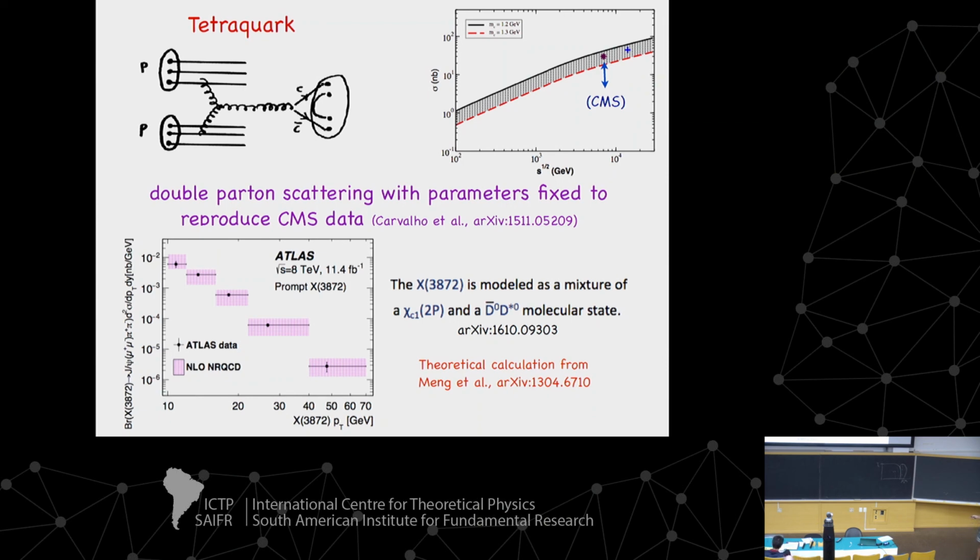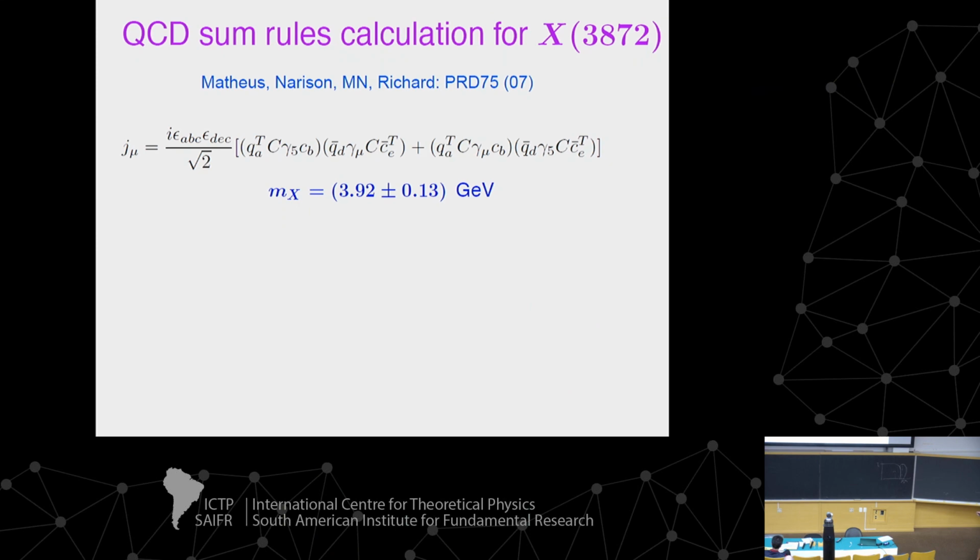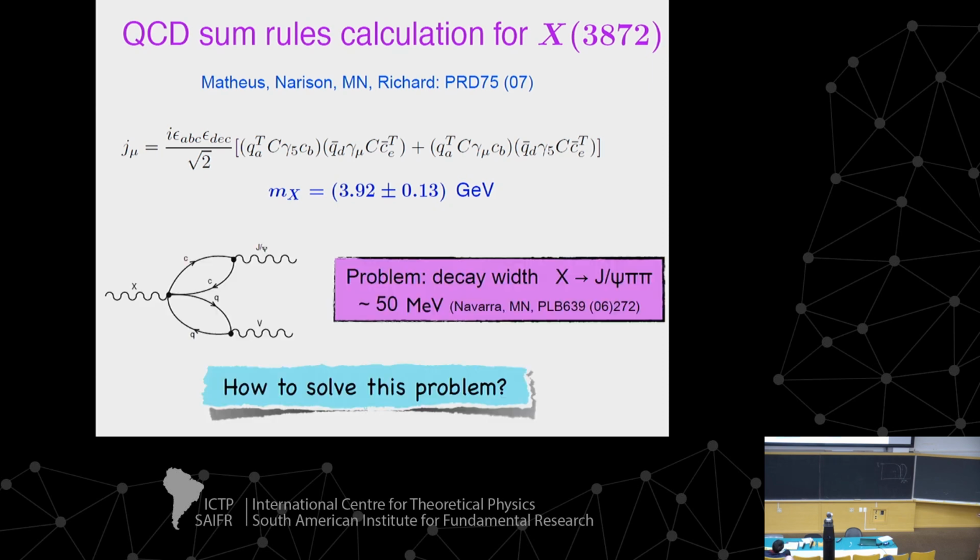So we also did this. We did a QCD sum rules calculation for the X. First, we supposed that this was just a tetraquark state, and we get a mass compatible with the state. But we cannot get a decay width compatible with the state. The decay width that we get for just a tetraquark state is much bigger than the experimental width.